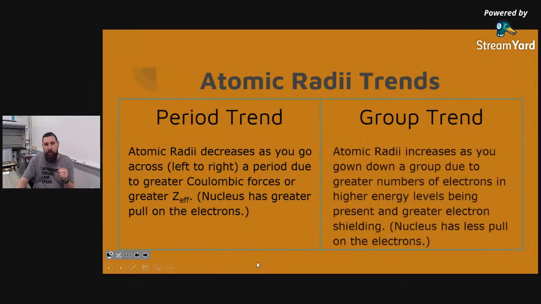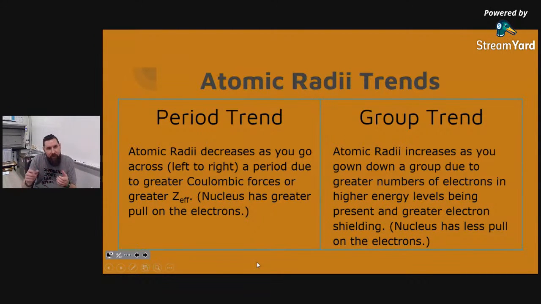As far as the group trend, as we go down a column, we're going to get a larger and larger radius because we're adding on energy levels. We're adding additional orbitals, so we automatically see an increase in radius. But we also see an increase in radius because as we add those levels, our effective nuclear charge is decreased because of increased shielding.